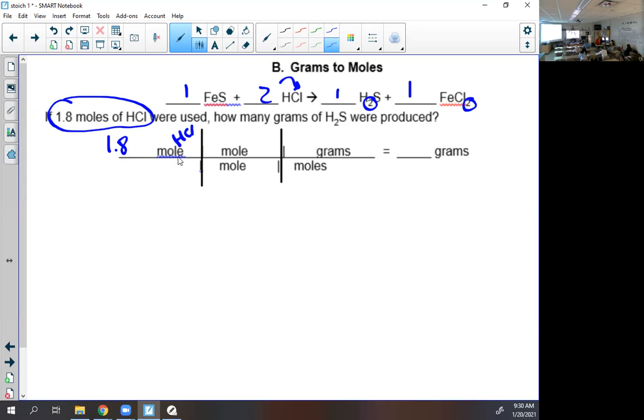Now, what's nice is if I know this unit here, I also know this unit here is moles of HCl. Where do I get the number for HCl? Tell your partner. Oh, it's right up here. 2. Okay. Now, remember I said a little bit ago, keep going. If you get stuck, go in reverse. Does that sound familiar? Okay.